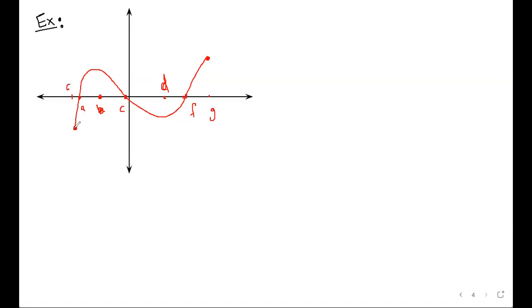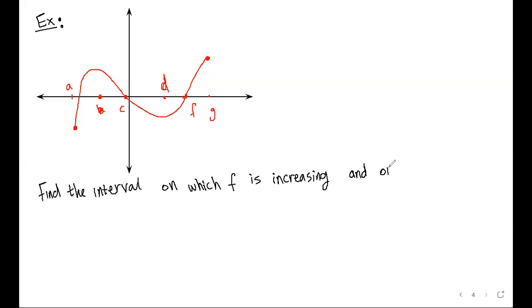So the question is, find the interval on which f is increasing and on which f is decreasing.